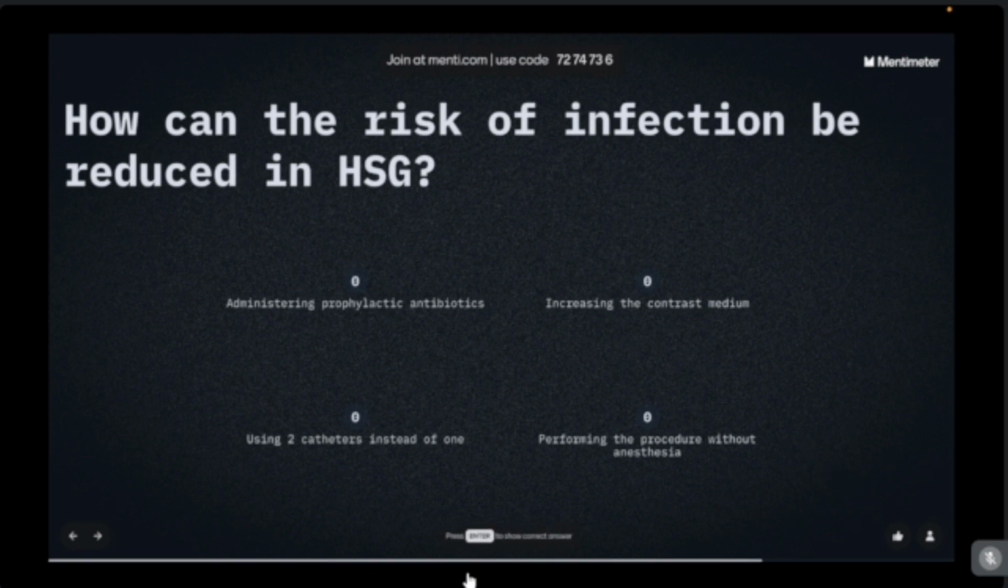Okay, so now how can the risk of infection be reduced? Will you administer prophylactic antibiotics, or increase the contrast medium, or use 2 catheters instead of 1, or perform the procedure without anesthesia?